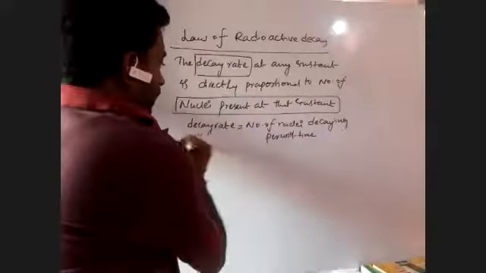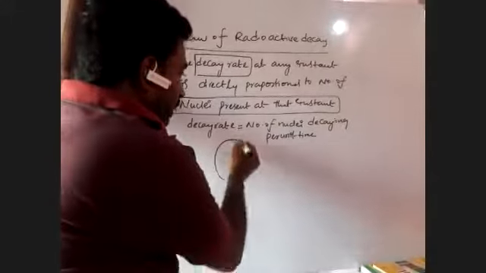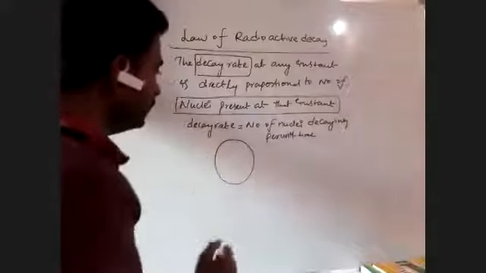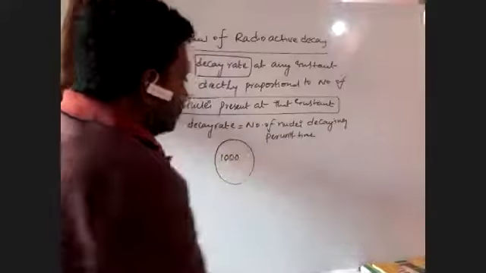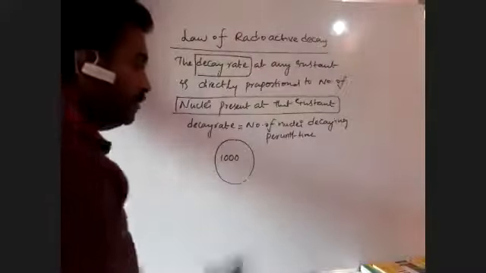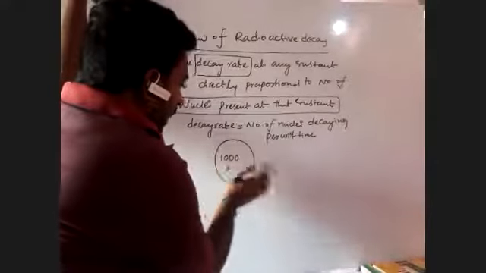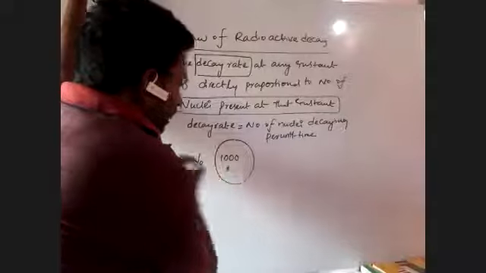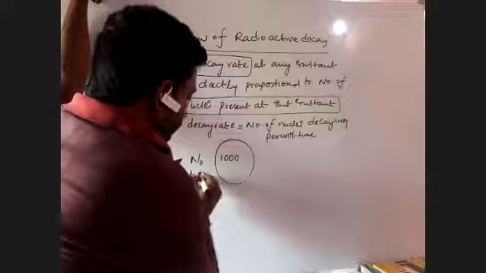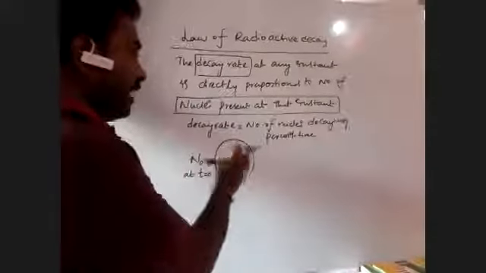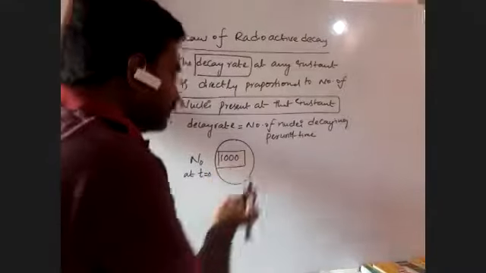Okay. Now we will see. Consider a sample of radioactive material that initially consists of 1000 nuclei. How many nuclei does it consist of initially? 1000. So this initial number of nuclei I will take as N naught. When you observe this sample first, at time t equal to 0, how many nuclei do you find? 1000 nuclei are there.